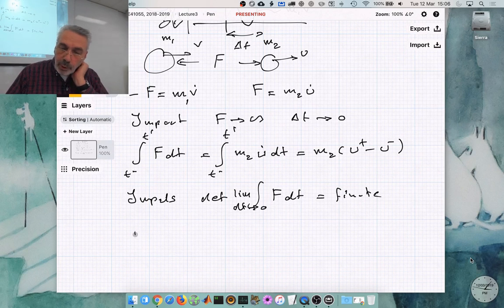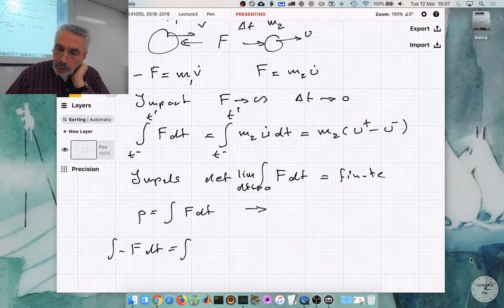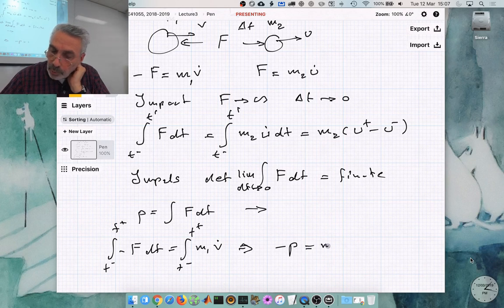So with this definition of P as the integral of F dt, we now can rewrite our equations in a nice way. If we do that on the above equation and take the integral, the integral of minus F dt is the integral of m1 v dot from t minus to t plus. The result is minus P equals m1 times the velocity after the impact, V plus, minus before.